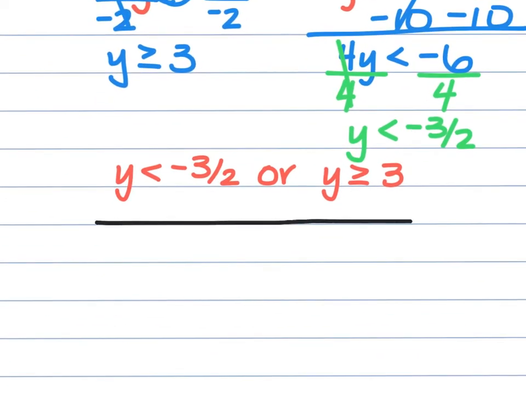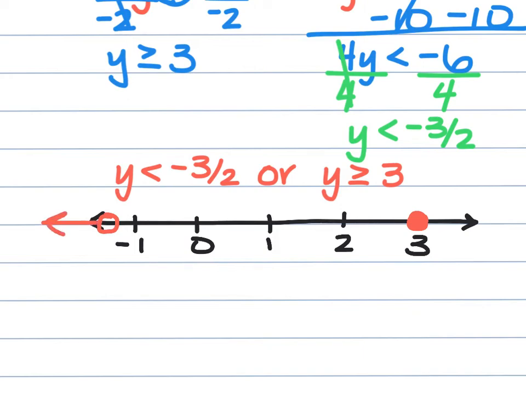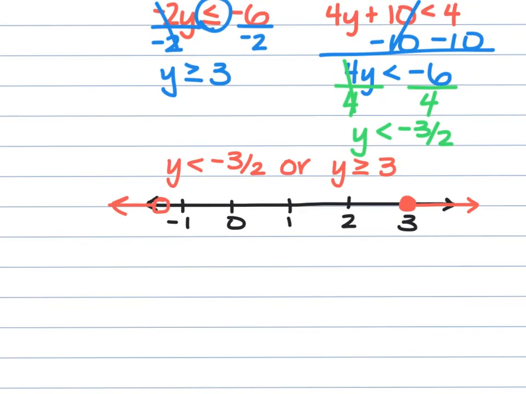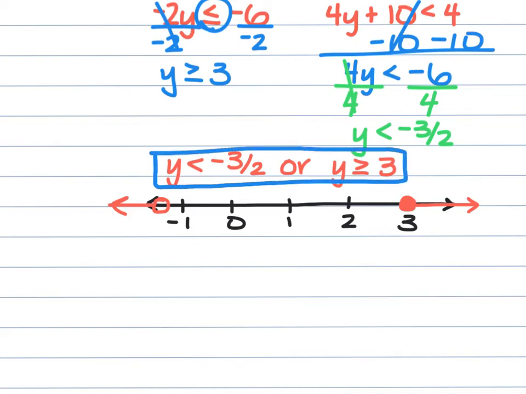So on your number line here, we're going to have negative 1, 0, 1, 2, 3. So we have an open circle on negative 1.5, which would be about here. And then we have a closed circle on that 3. Our signs are going opposite ways, so the line for the negative 1.5 is going to go to the left, and the line for that 3 is going to go to the right. So again, we have this as our solution, as well as the number line.